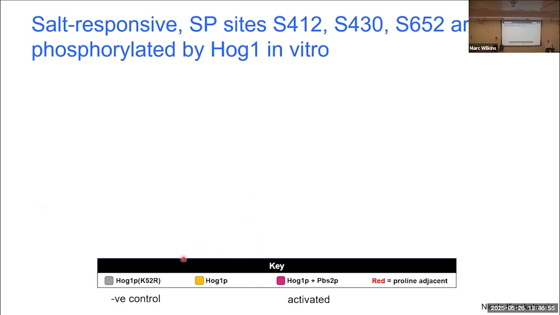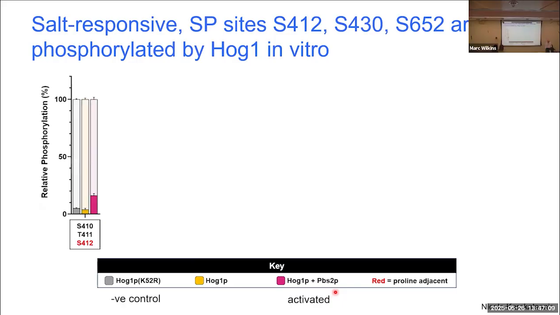If you do an experiment where you've purified recombinant HOG1 and you've activated it with another protein, which is the kinase itself that activates it, you have to express and purify that. And do an in vitro experiment. Can you see an increase in phosphorylation on the RPH1 protein? The answer is yes. You get this phosphorylation occurring when you have activated kinase mixed in with your protein.